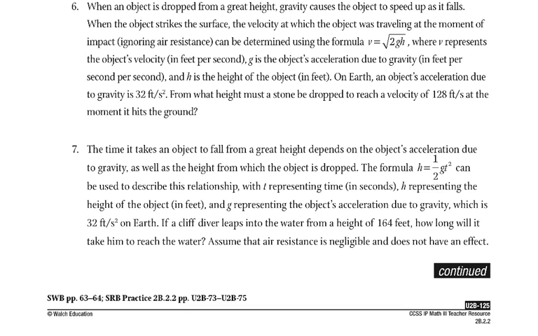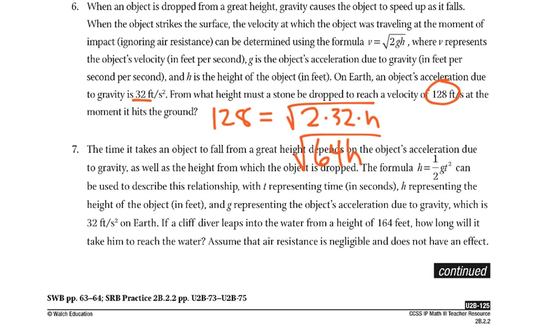On Earth, an object's acceleration due to gravity is 32 feet per second squared. From what height must a stone be dropped to reach a velocity of 128 feet per second at the moment it hits the ground? So v is 128 equals the square root of 2 times g, which is 32, times h. Okay, so 2 times 32 is 64, so 64h, square root of that, and 128.